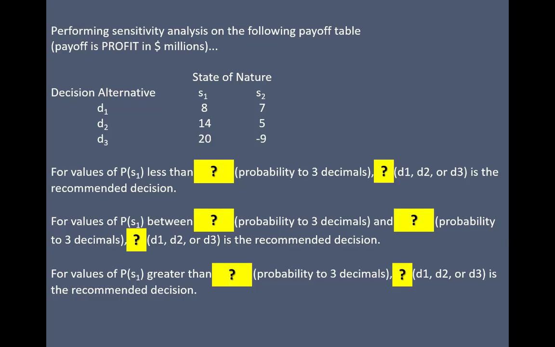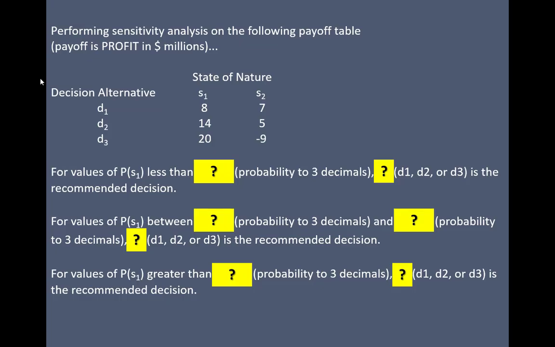So I'm going to do this on a question that is very much like something you will see in one of your assignments. We're given a payoff table here, and we're told that the payoff is profit in millions. We have three separate decision alternatives and two states of nature. So what we want to see is for what range in these states of nature, and specifically the probability of state of nature 1, as we alter the probability of state of nature 1, at what point will the different decisions be the optimal decision?